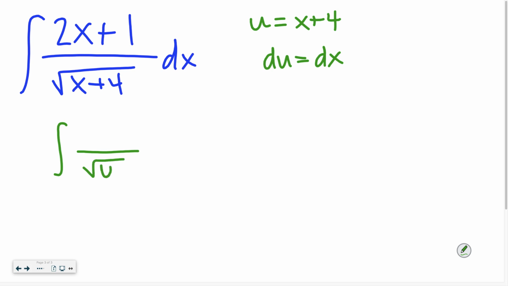So our denominator is the square root of u, and dx is du, but we still have 2x plus 1 in our numerator, okay? This is why we call it incomplete substitution. I can't have x's and u's in our integral with du. So we can come over here, and we know that u minus 4 means the same thing as x. So we can change this to 2 times (u minus 4) plus 1.